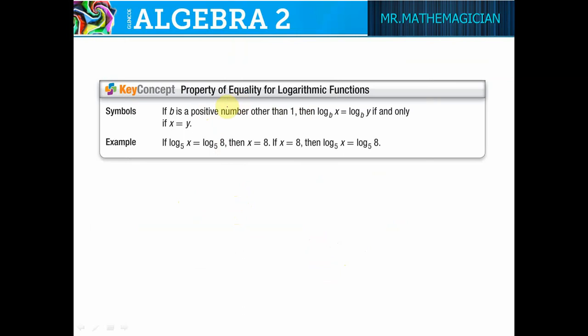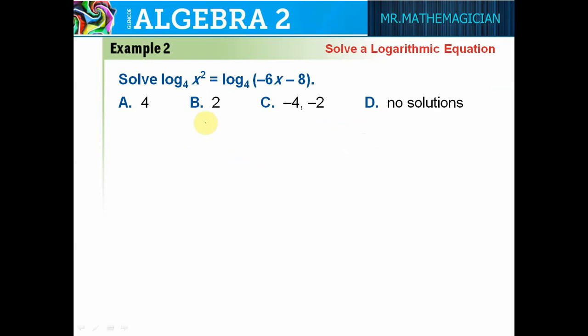Now, the property of equality. If b is a positive number other than 1, then log x to the base b equals log y to the base b if and only if x equals y. Means we can cancel the log with the log and x will be equal to y. So let's try to use this property to solve this problem.